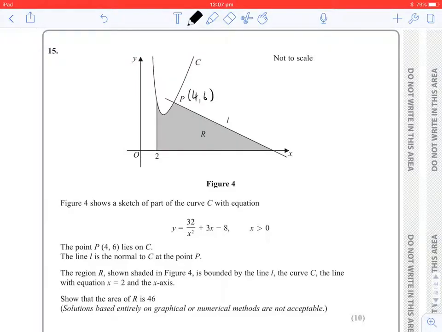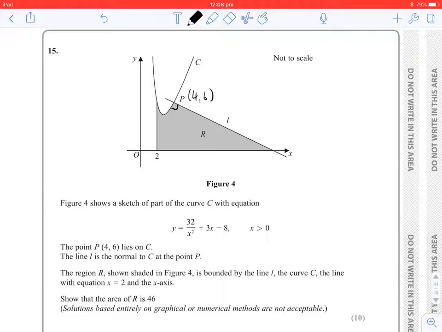The line L is the normal to C at the point P, so that is 90 degrees. And the region R shown shaded in figure 4 is bounded by the line L, the curve C, and the line with the equation x equals 2 and the x-axis. Show the area of R is 46.